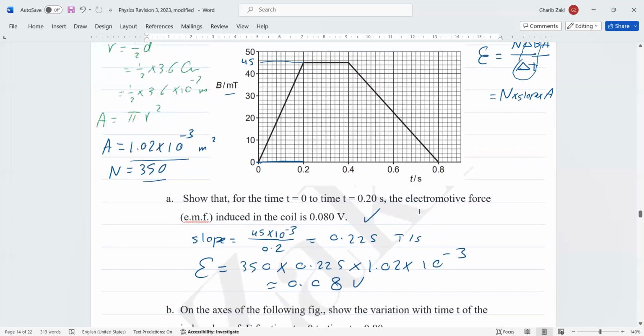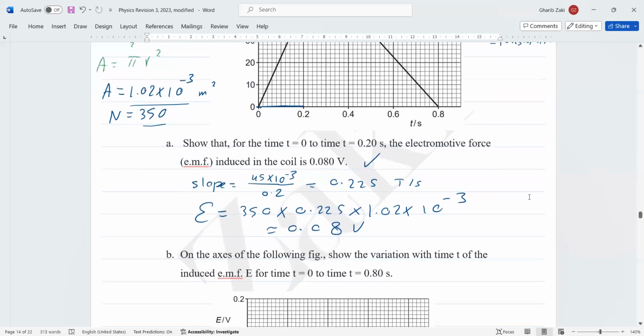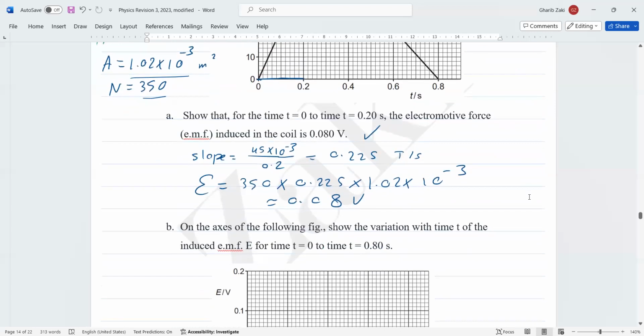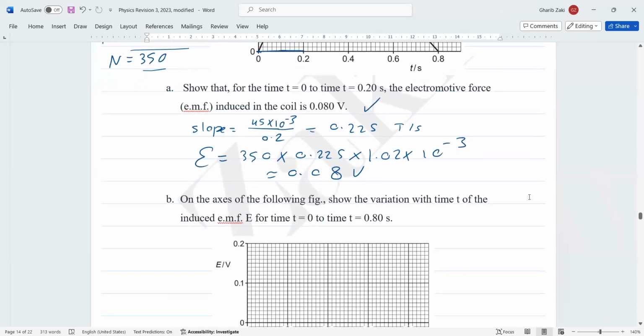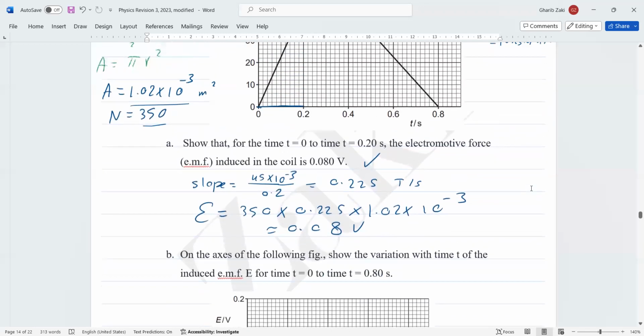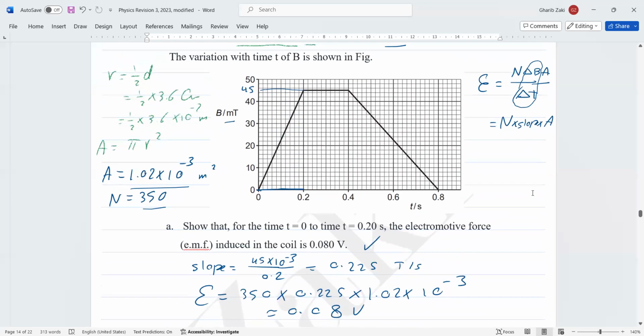Next part, he said, on the axes of the following figure, show the variation with time of the induced EMF from t equals 0 to t equals 0.8. Now, this is number 1 in the graph, this is number 2, and this is number 3. In number 2, EMF equals 0, no change. But what about the slope in 1? Because EMF depends on the slope.